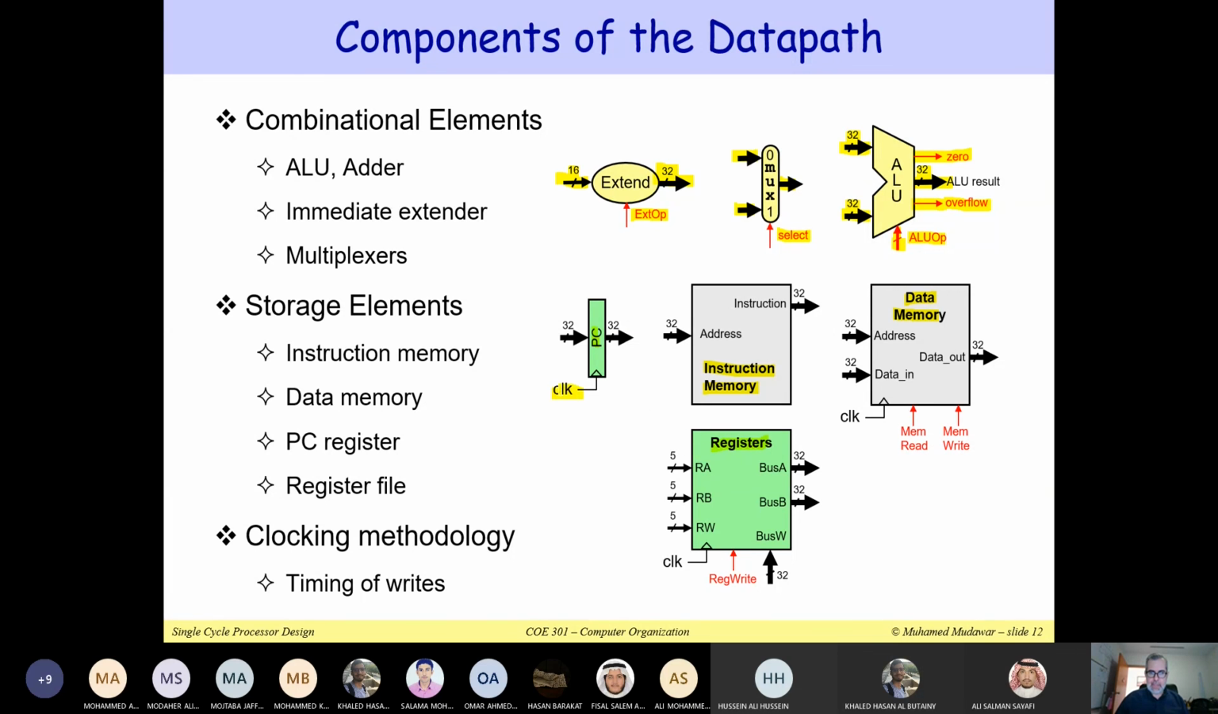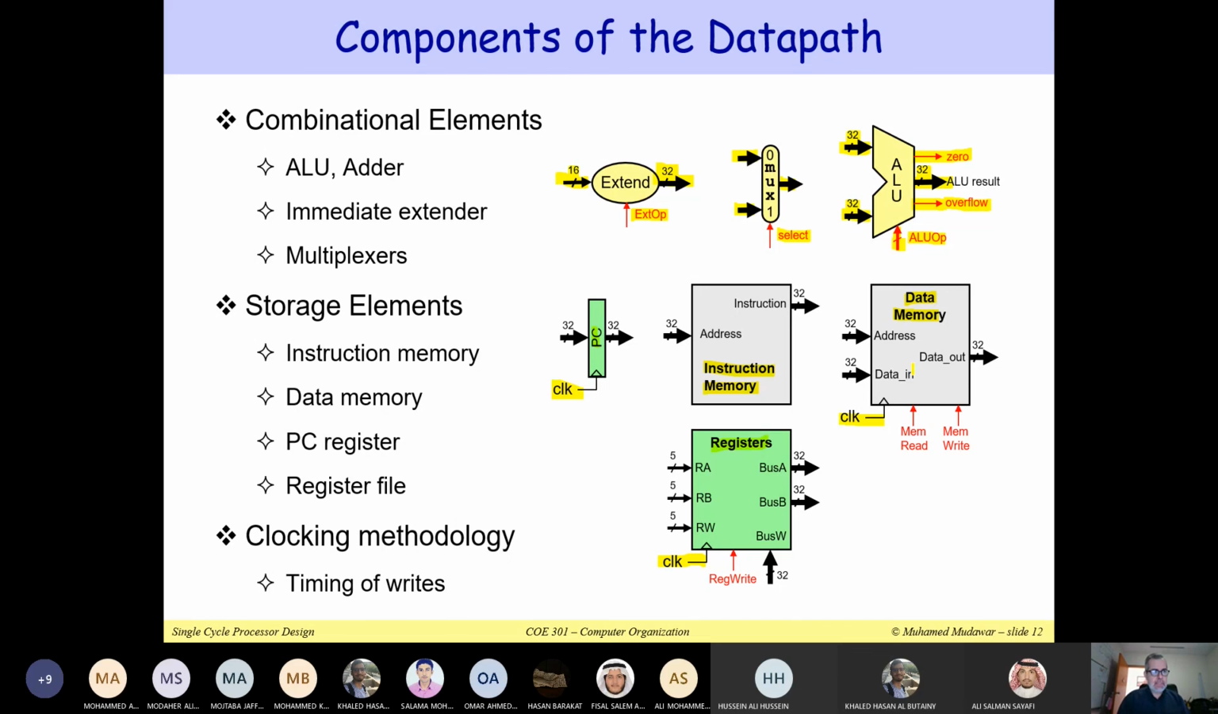Notice the clock, how it's connected to the PC register. Notice the clock, how it's connected to the register file, how it's connected to the data memory. I'm not connecting here the clock to the instruction memory because we only read from the instruction memory. But in the case of the PC register or the register file or the data memory, we're going to write. So the clock is essential for timing the right operation. That's the importance of the clock. It indicates when we should update a register or when we update memory.